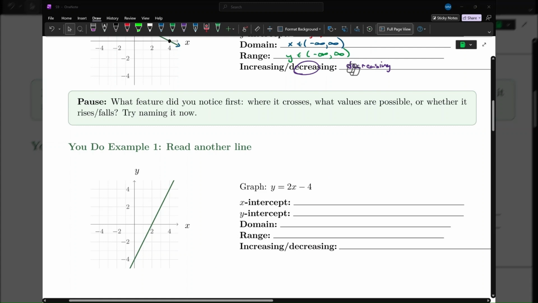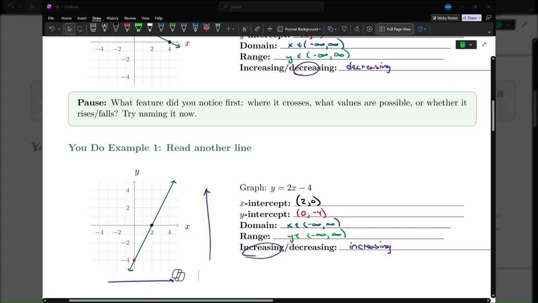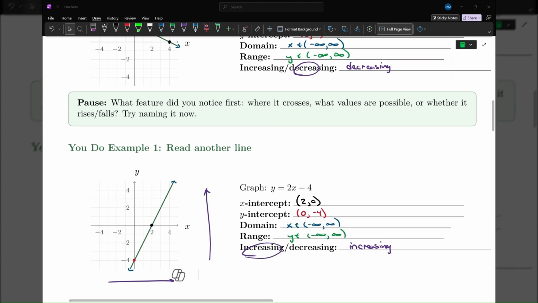Okay, so here's one for you to try. You can see the line there. So same idea. State the intercepts, domain, range, and where it is increasing or decreasing. Pause the video and we'll come back to discuss this one. And there's the answer. So again, pretty similar. Again, just a line. So I'm going to move on to a quadratic.